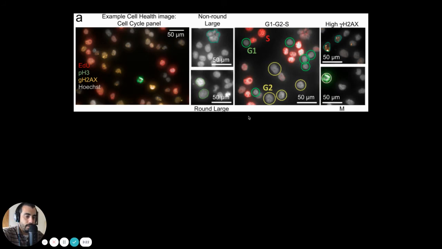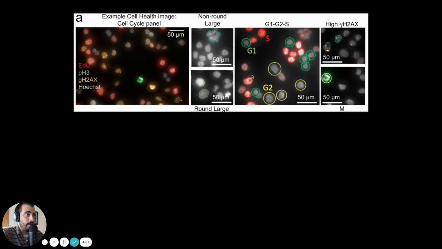And so to go into a little bit more detail about how we're actually making these measurements, we're doing this through a series of assays we're calling the cell health assays. And the cell health assays are a series of 2 different panels. The first is the cell cycle panel, in which we measure 4 different reagents, EdU, pH3, gamma H2AX, and Hoechst. And so we use the Hoechst to identify cell nuclei, so basically as a way to segment cells. And then EdU, pH3, and gamma H2AX to measure various different aspects of each of these single cells.